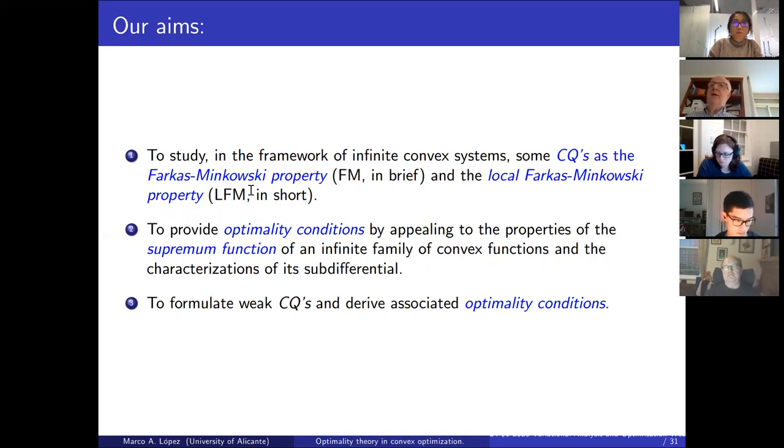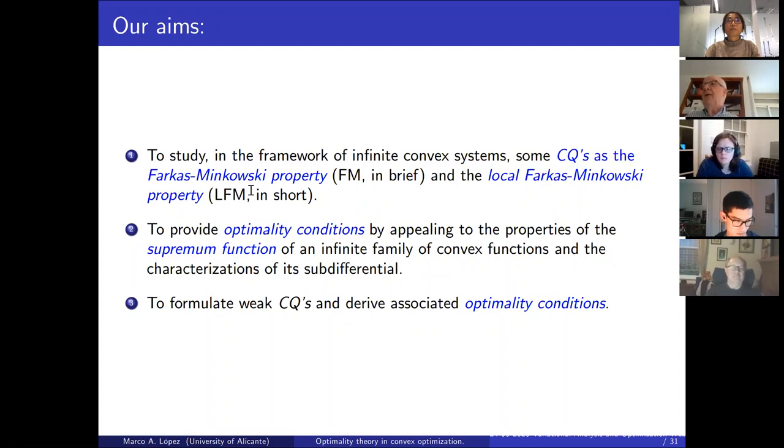But the main objective, as I said before, is just to establish optimality conditions, appealing to the properties of the supremum function. So the first task will be to replace infinitely many constraints, including the abstract one, by only one constraint, converting my problem into one convex unconstrained problem. But I need to calculate the subdifferential.